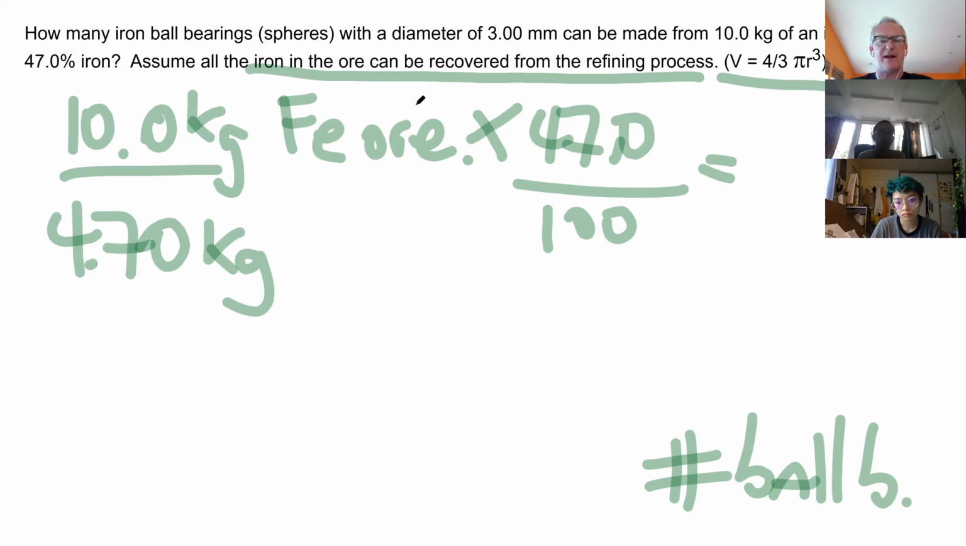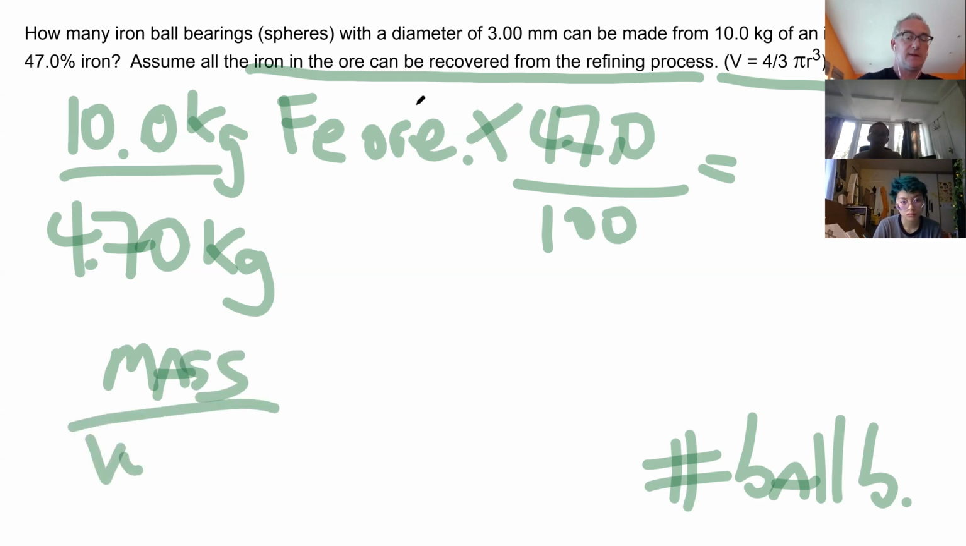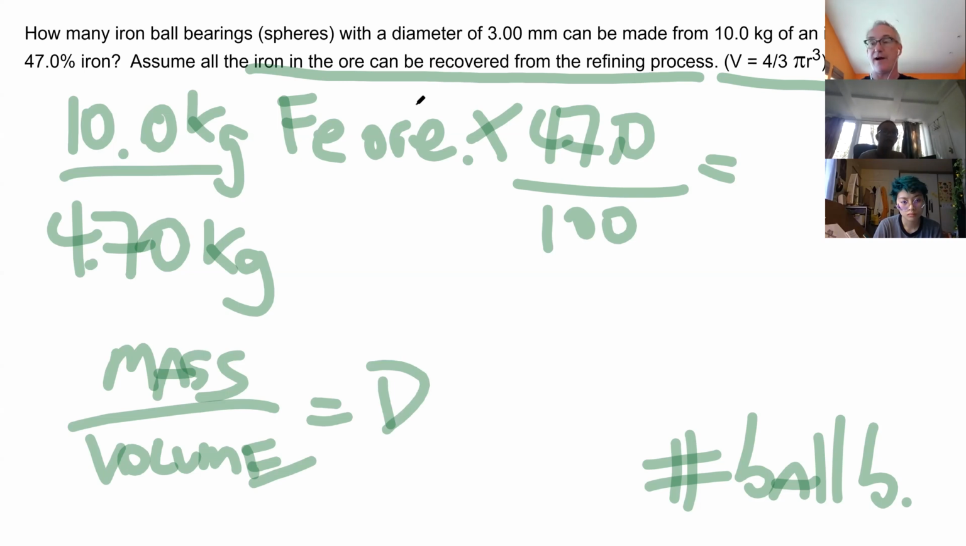How do we get from mass to volume? What is that when we have mass over volume? Density. That's density. That's right. Very good. Mass divided by volume is density. So we need the density of iron.